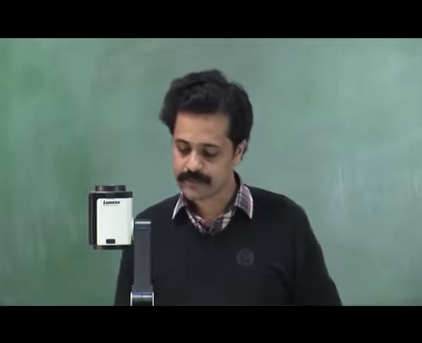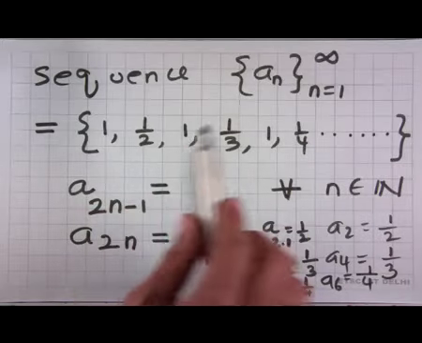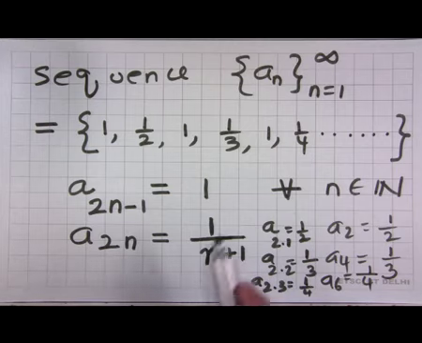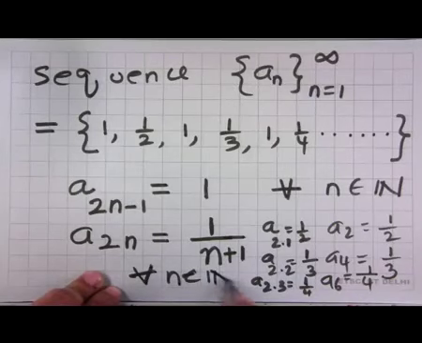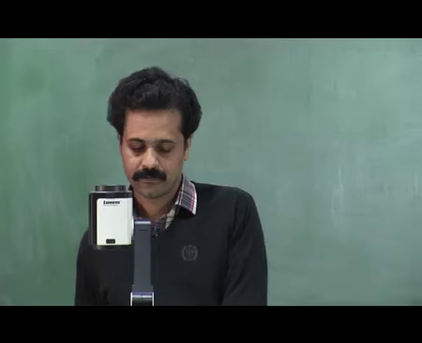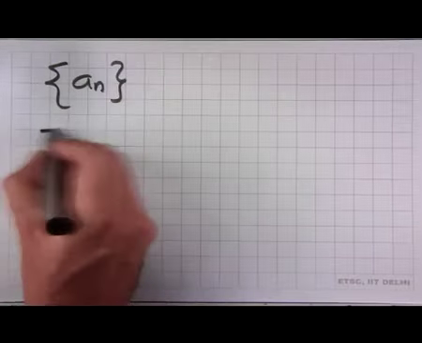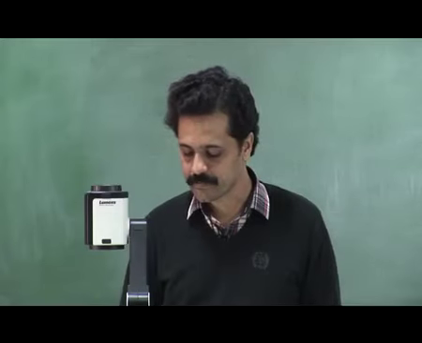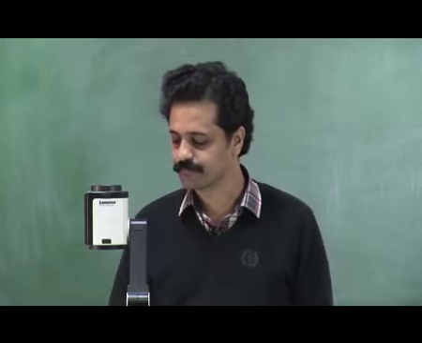So this is the sequence inherent with the list 1, 1/2, 1, 1/3, 1, 1/4, and so on. The odd terms are 1, and the even terms a_2n can be described with the help of 1/(n+1) for every n in N. Whereas the underlying set here, the set {a_n}, recalling that in a set we do not write the elements repeated, is just 1, 1/2, 1/3, 1/4, and so on.